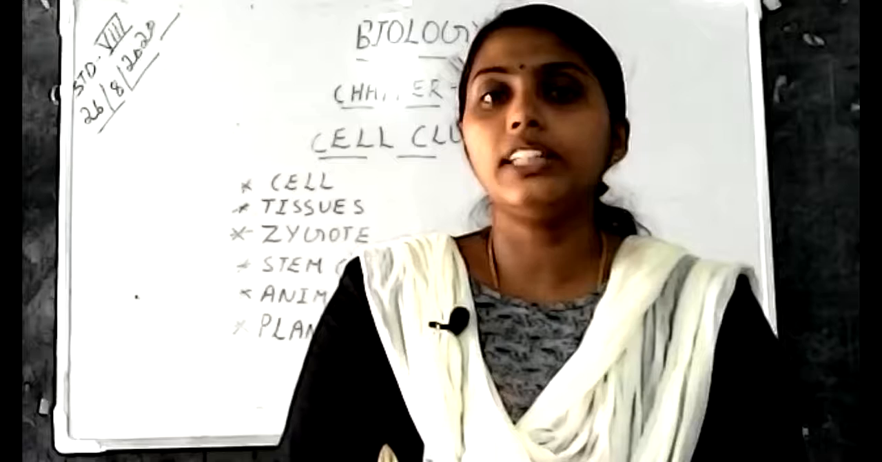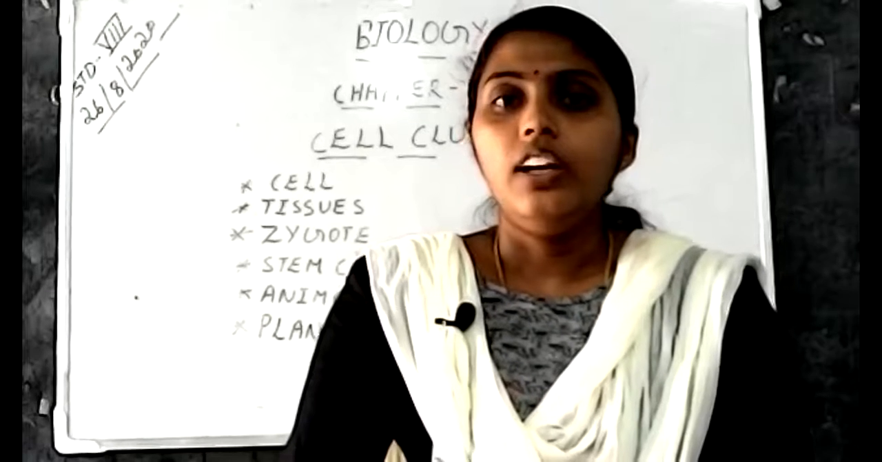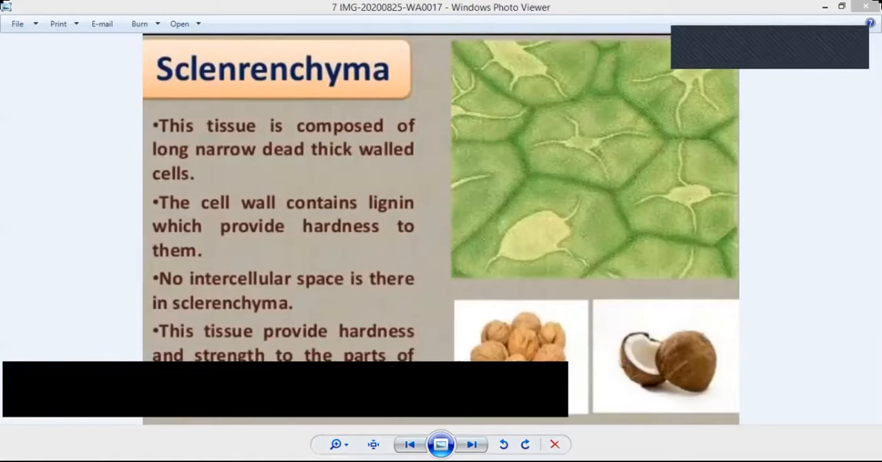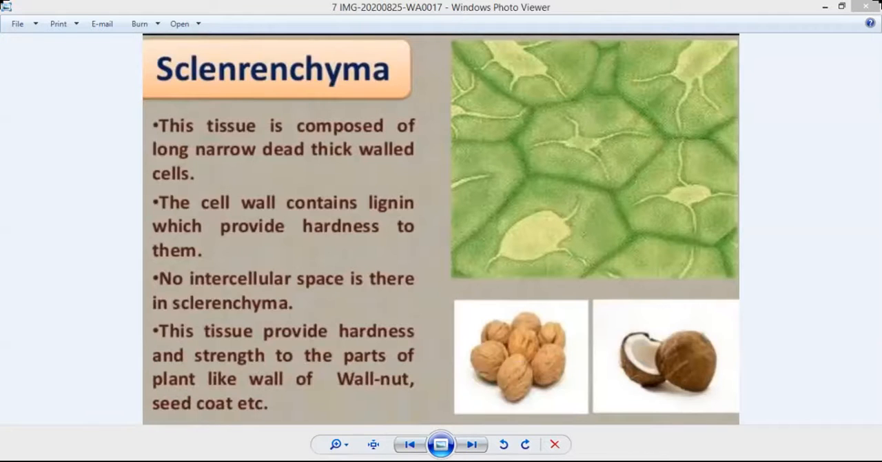We can see about the sclerenchyma. This tissue is composed of long, narrow, thick-walled cells. The cell wall contains lignin, which provides hardness. No intercellular space is found in sclerenchyma, so the intercellular space is absent in the case of sclerenchyma. This tissue provides hardness and strength to the parts of the plant.